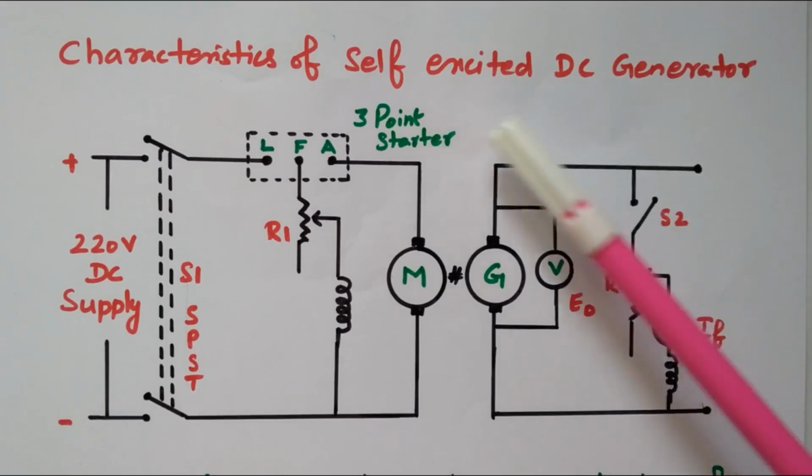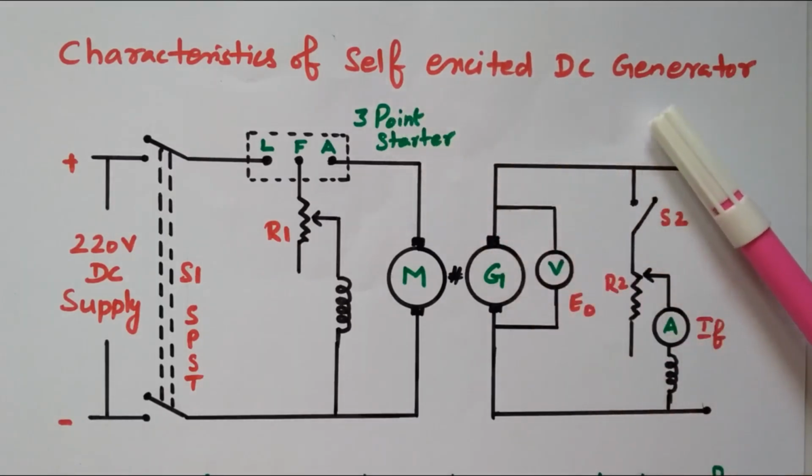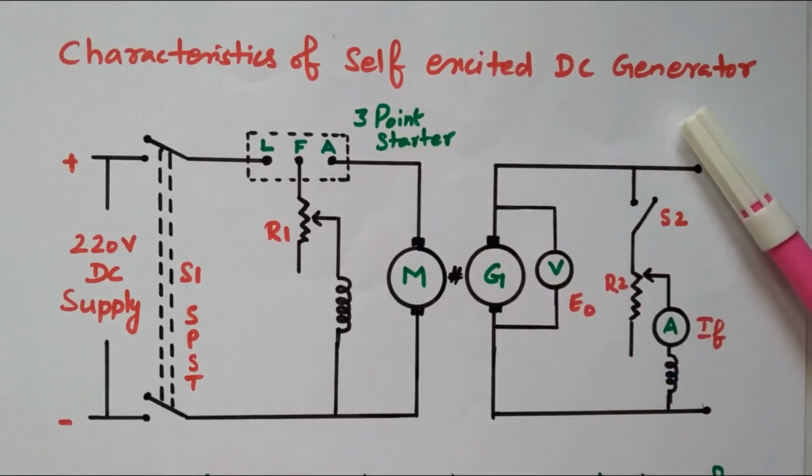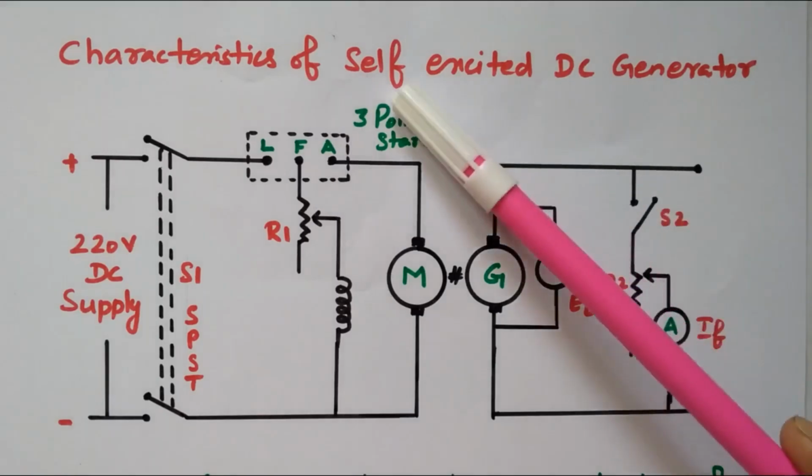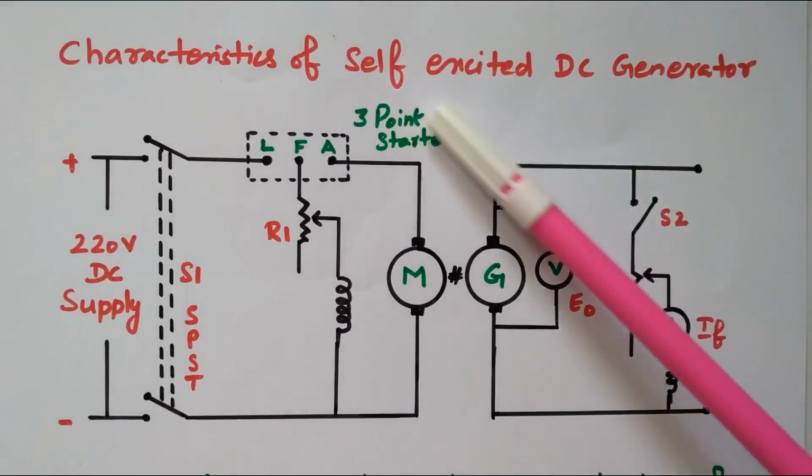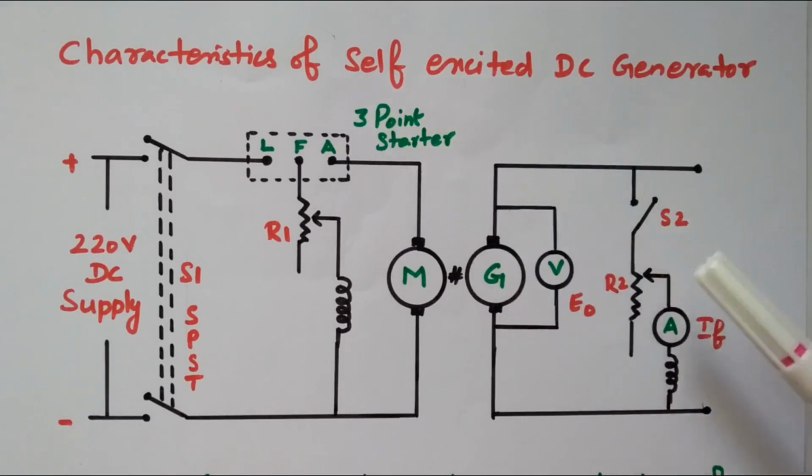Now we'll go to the topic self-excited DC generator. So we know that there are two types of generator available, self-excited and separately excited DC generator. The characteristics of the separately excited DC generator are available in a separate video. Here we are dealing with the self-excited. So what is meant by self-excited? The excitation is given by the generator itself, that's called self-excited.